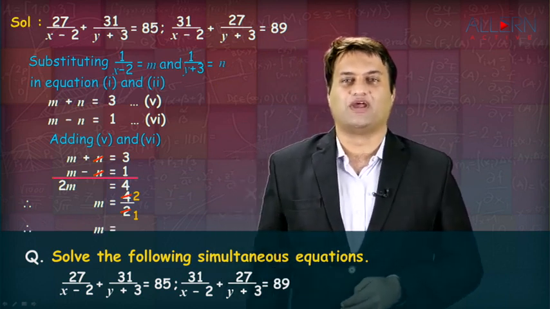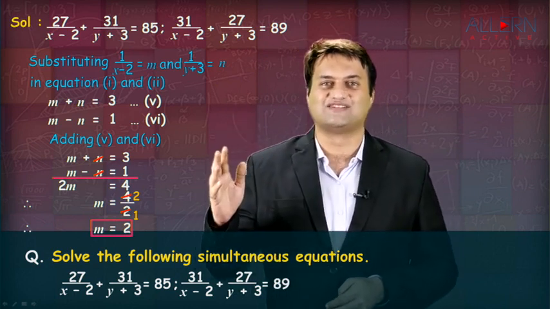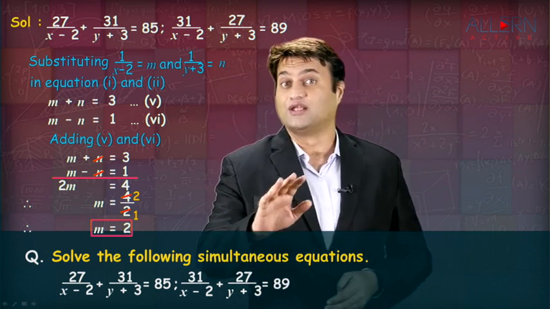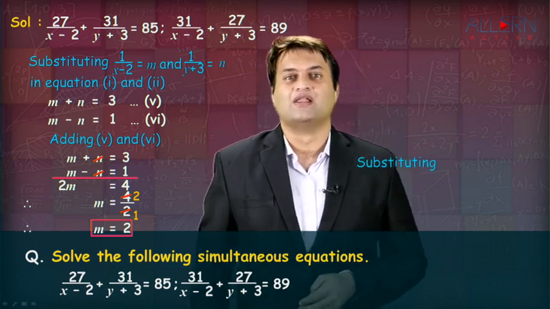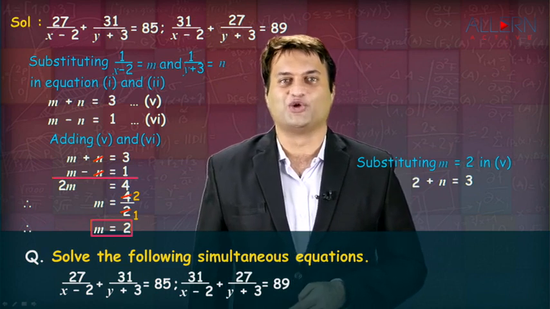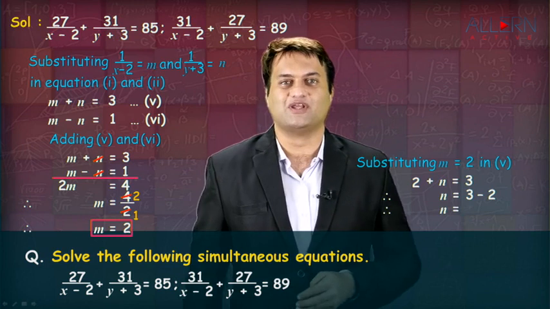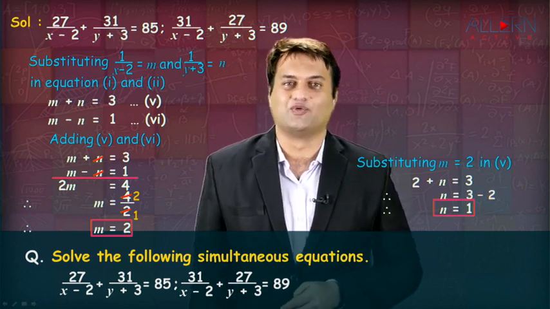Once you get the value of m as 2, now substitute this value of m either in the fifth equation or in the sixth equation to get the value of n. The choice is absolutely yours. Let's substitute m is equal to 2 in the fifth equation. We get 2 plus n is equal to 3. We get n is equal to 3 minus 2. We get n is equal to 1.